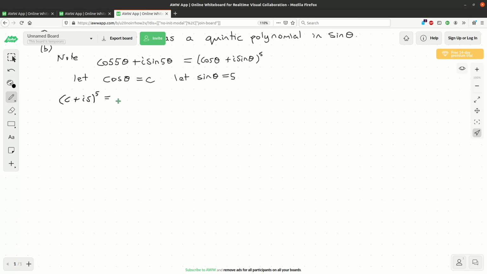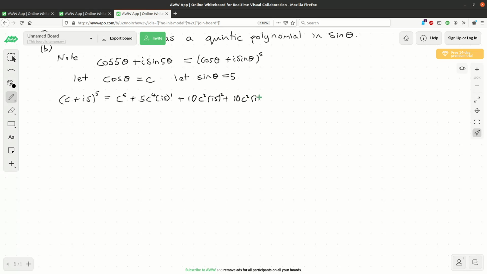I hope you're in a position now where you just know the binomial coefficients for the first, say, 6 lines of Pascal's triangle. This one goes 1, 5, 10, 10, 5, 1, which really helps. And the power on c should go down as the power on s goes up. So we're going to have c to the 5. But don't forget, we've got is. Put it in brackets, is, to the power of 1. Then we've got 10 c cubed is squared. Then we've got 10 c squared is cubed.